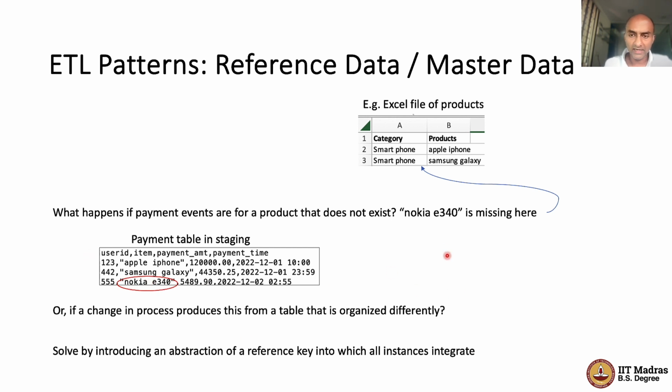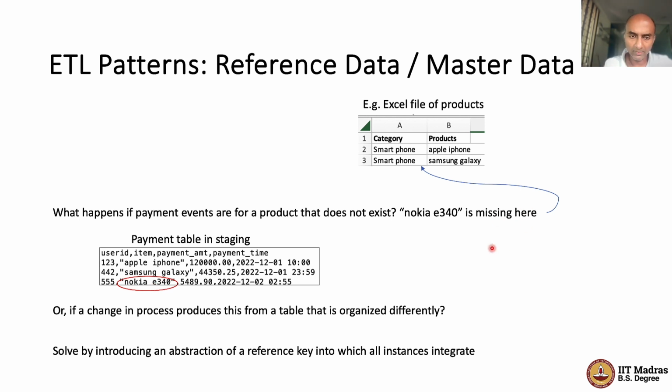So I'll create a reference table, and in that reference table I'll create keys which are the primary key for that particular product names. So Apple iPhone will have a key, let's say 1, Samsung Galaxy will have 2, etc. And so when the payment table gets processed, user ID 123 bought Apple iPhone, which means user ID 123 bought key 1, right? Reference key 1. 442 bought reference key 2, which is Samsung Galaxy. So when I come to Nokia E340, I give it a reference key of 1000 as an example.